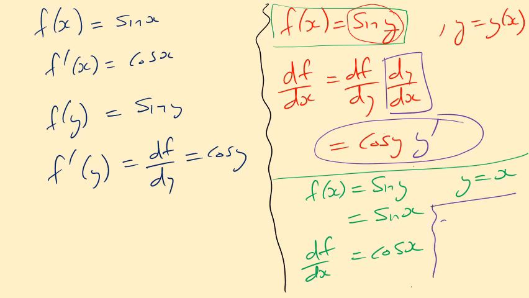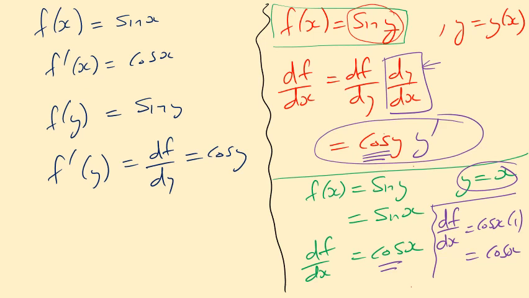We say df dx is cos y. What is cos y? Cos y is cos x because y is equal to x. And what is y prime? Well, y prime, remember, is dy dx. So what's the derivative of x? It's 1. So our answer is cos x, which is exactly what we had before. This is not confusing. This is not rocket science. Okay? But you've got to be careful.